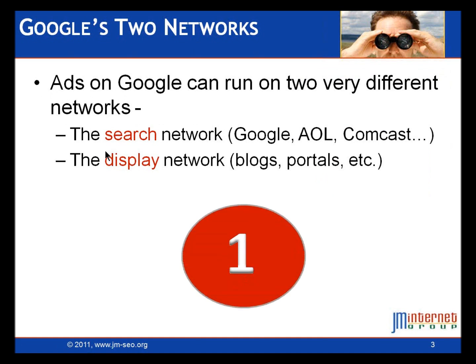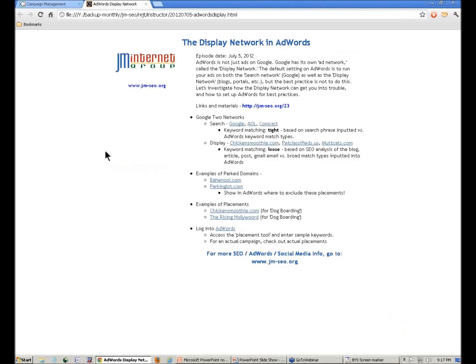Okay, so first of all, many people do not realize this, but when you advertise on Google, the default setting is to run you on both what's called the search network, which is Google, AOL, Comcast, and some of the very large providers of information on the internet, or the display network, which is blogs, portals, Gmail, parked domains, error pages, and a whole bunch of other stuff that most people don't understand. So let's first just get our bearings and understand the two different networks.